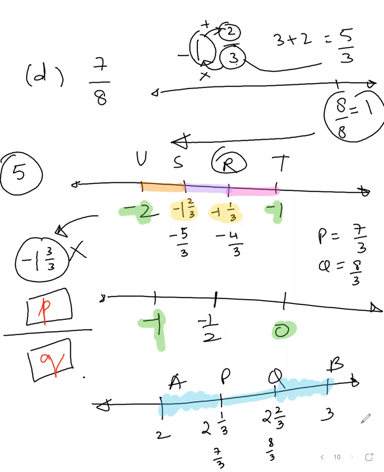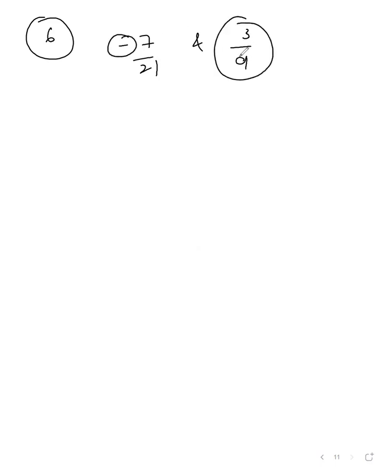Which of the following pairs represent the same rational number? -7 by 21 and 3 by 9. Is it the same thing or different? Different. Obviously it is different because this is negative and this is positive. So they are different. ठीक? Second one. Wait a second. -16 by 20 and 20 by -25.